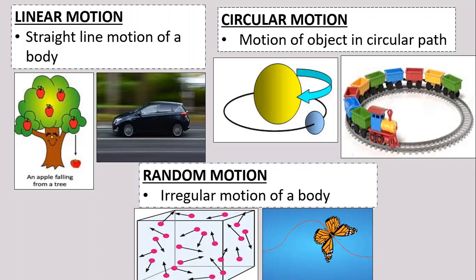Random motion. The irregular or disordered motion of an object is called random motion. For example, the gas particles in a container, path followed by insect or butterfly. These are all irregular motions. Again, the important point to note is that in random motion, there is a zigzag path.